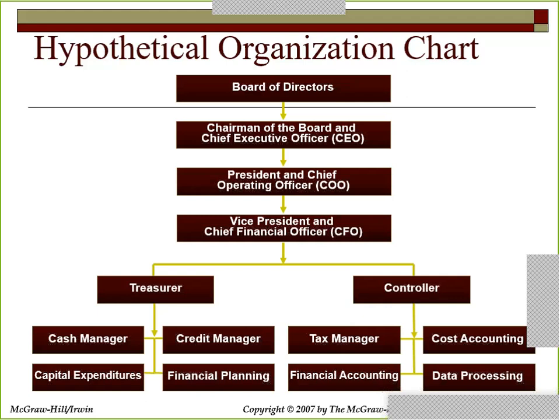Underneath the Chief Financial Officer, we've got the Treasurer and the Controller. And this is basically a hypothetical chart. It's not the way every company operates. But in this example, the Treasurer has the cash manager, capital expenditures, the credit manager, and financial planning all reporting up to him or her. The Controller, on the other hand, in this example, has the tax manager, the financial accounting department, the cost accounting department, and the data processing department all reporting to him or her.